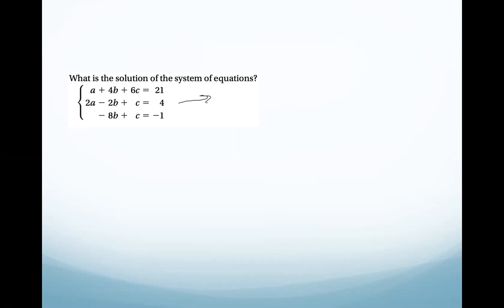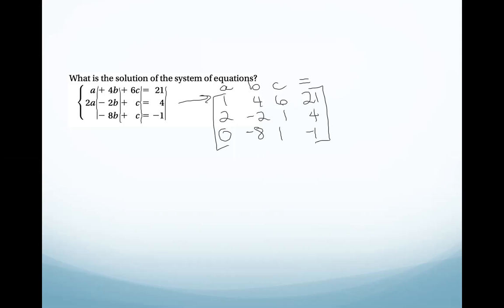So I'm going to say, okay, my A's are lined up, my B's are lined up, my C's are lined up, and my constants are lined up. Excellent. So I have A, B, C, and equals. My coefficients, I have 1, 4, 6, and then my equals, my constant is 21. 2, -2, 1, and 4. 0, -8, 1, and -1. Now you cannot leave that 0 empty. If you try to leave that blank, you will get an error message. You can't leave any part of this matrix blank in order to use this.